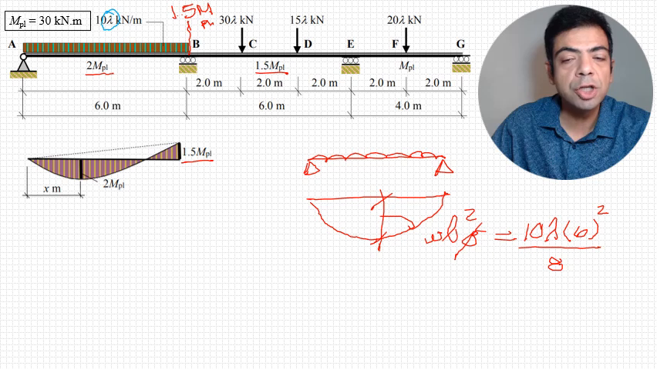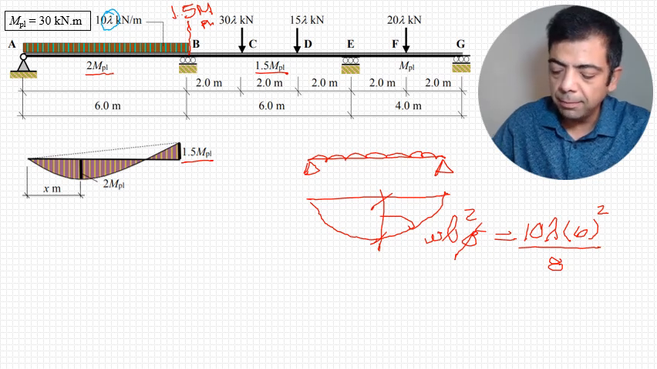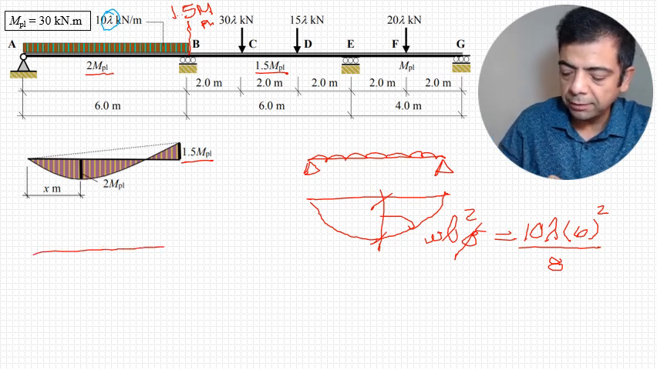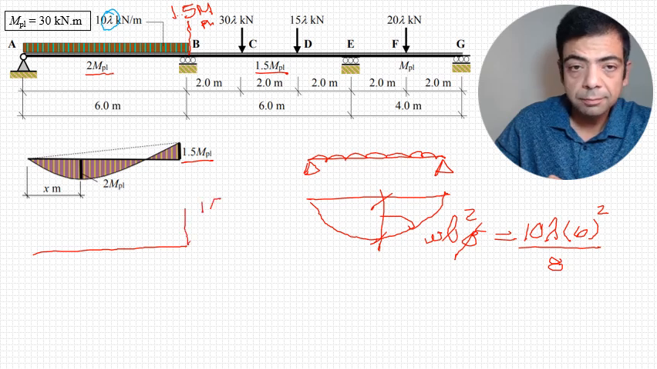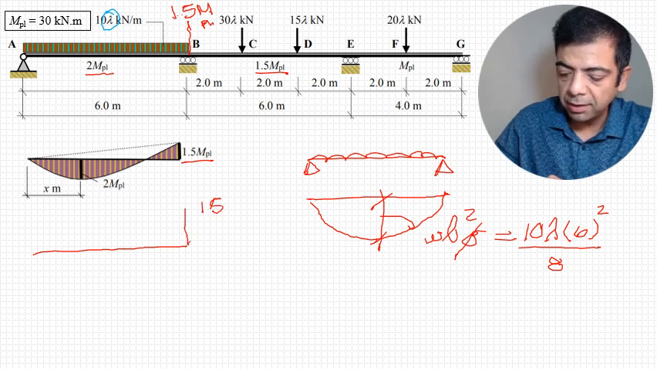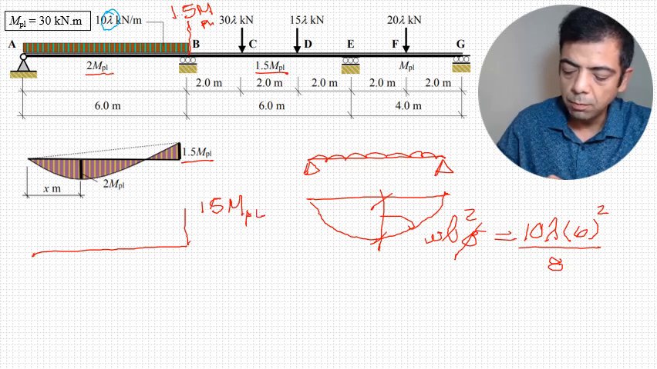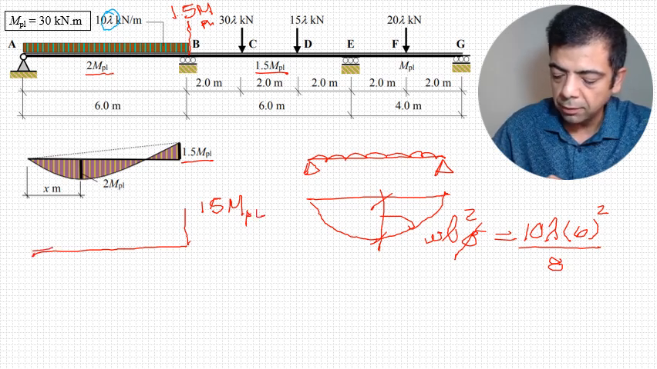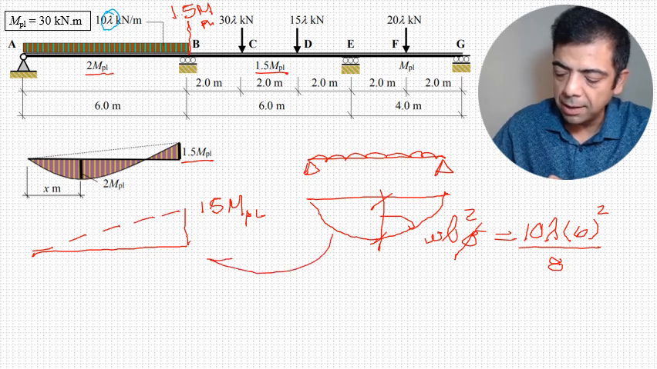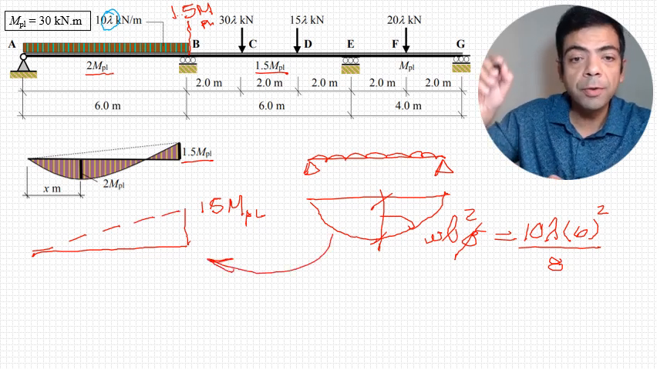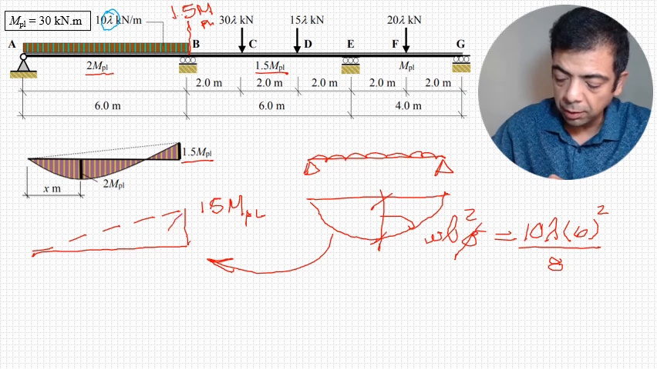What is going to be the shape of the bending moment diagram? I'm going to plot the beam. There is 1.5 M plastic here. There is 0 moment here. I'm going to connect the two using the dotted line, and I'm going to put that bending moment from the dotted line. It will look something like this.